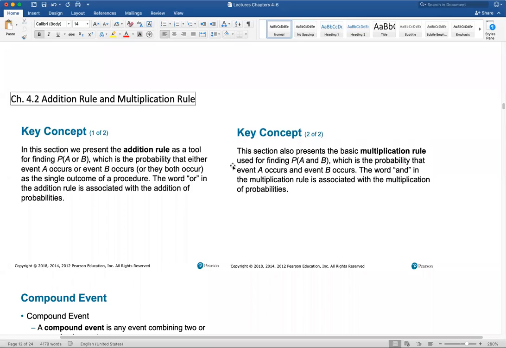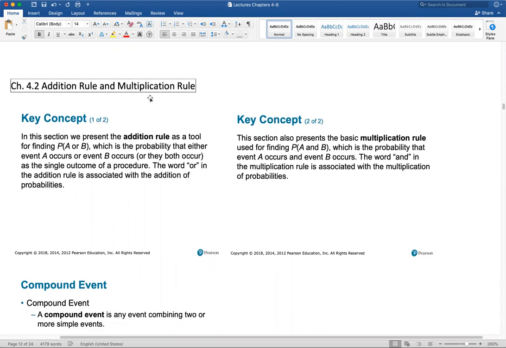In this video, I'm going to cover chapter 4.2, addition rule and multiplication rule. So we're talking about probability, right? The last time we learned the concept of probability, there were three approaches: relative frequency, classical, and subjective. But in most cases we use classical probability. Now let's see the addition rule and multiplication rule.